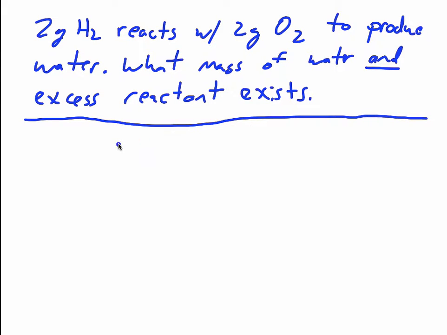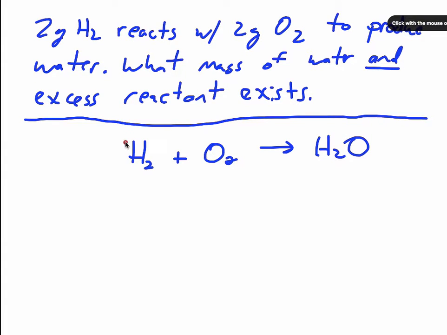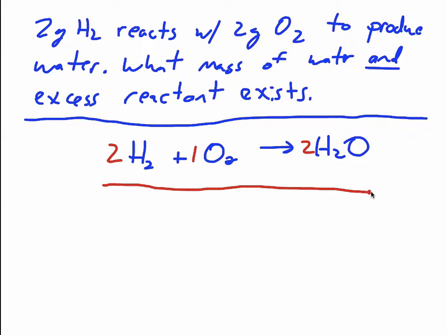Step 1, we always want to balance the reaction. So H2 plus O2 goes to H2O. I'm going to go ahead and use a different color here. So 2, 1, and 2. And we're then going to make our BCA table. So solid line through the reaction, dotted line here, B, C, A. Okay.